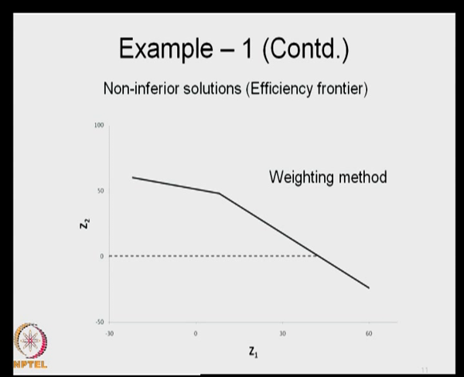When you have more objective functions, you can pick up sets of two objective functions and then plot them like this. Let us say Z1 versus Z3, Z1 versus Z4 and so on. As you can see here, for any given value of Z1, you can read the corresponding value of Z2. Also, as Z1 increases, Z2 has to come down. That is how you get non-inferior solutions, efficiency frontiers.